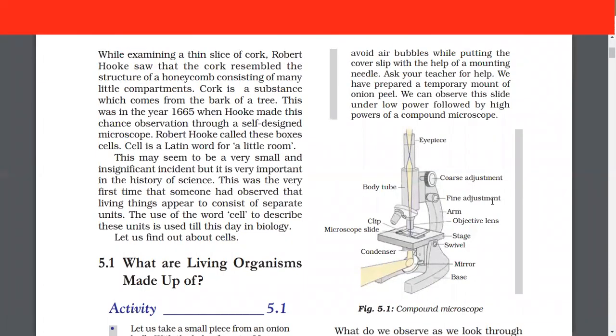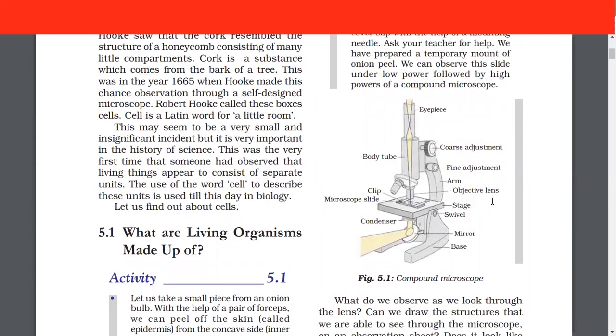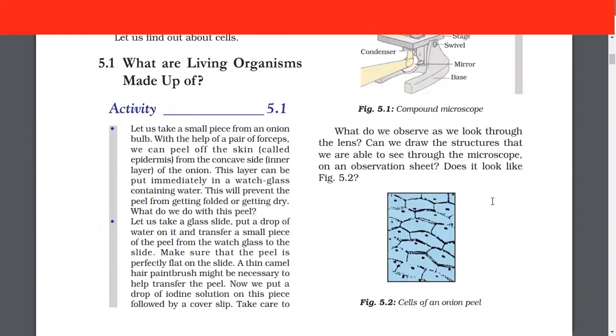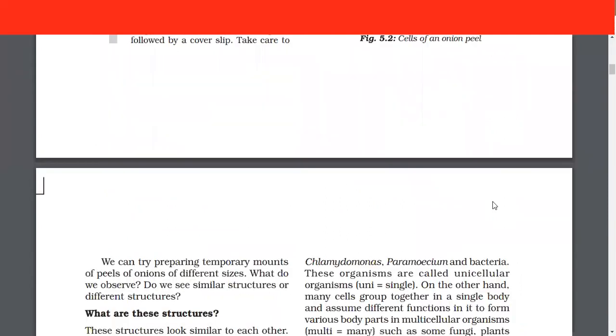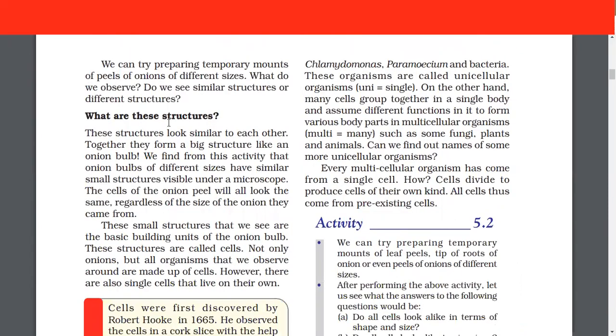We can observe this slide under low power followed by high power of a compound microscope. What do we observe as we look through the lens? Can we draw the structures that we are able to see through the microscope on an observation sheet? Does it look like figure 5.2? We can try preparing temporary mounts of peels of onions of different sizes. What do we observe? Do we see similar structures or different structures?